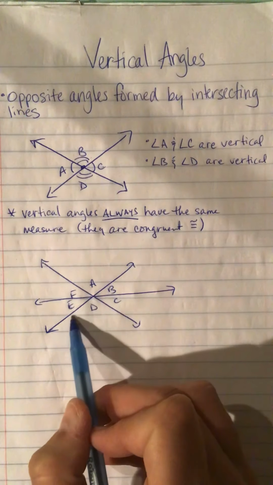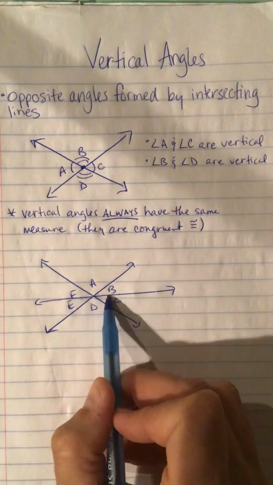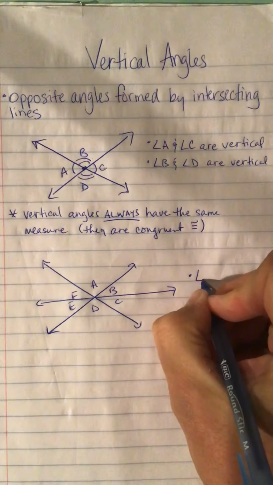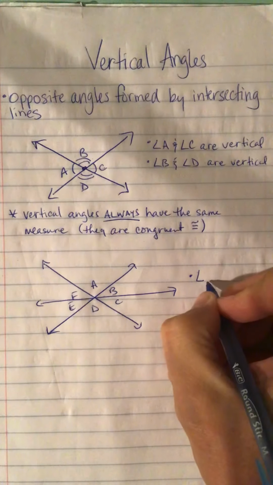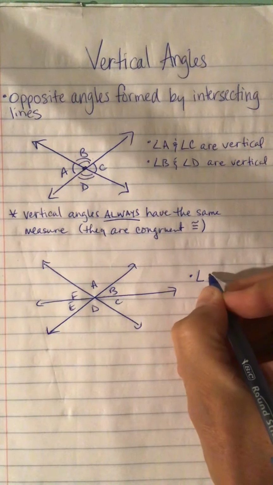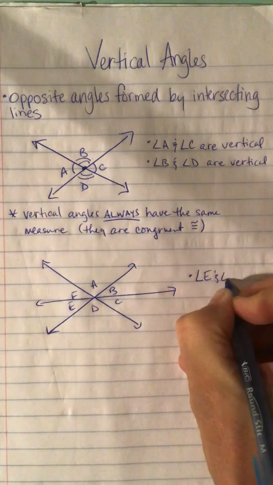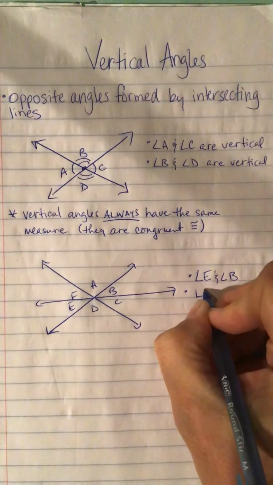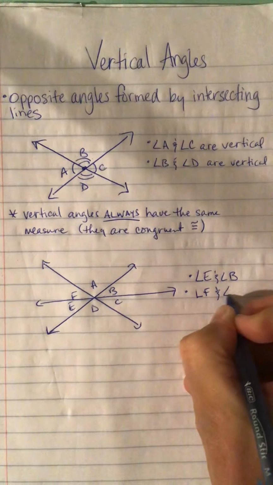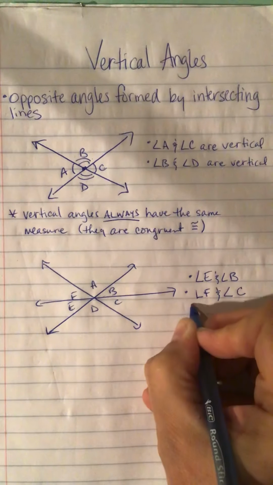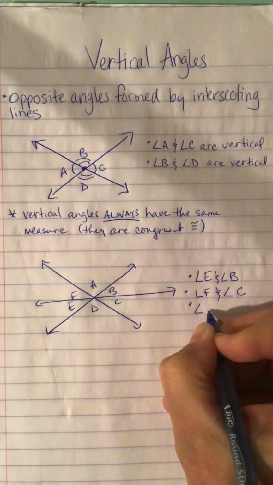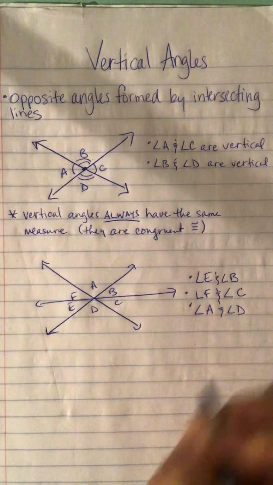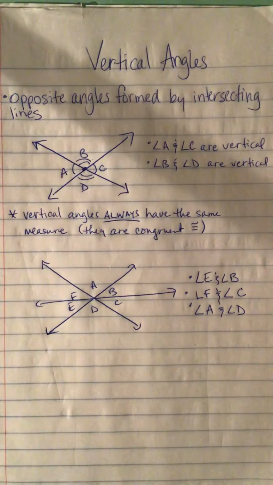So if you follow both intersecting lines, you see that angle E and angle B. So I'm going to say that angle E, and remember the angle symbol is kind of like that less than, but it's a little flatter on the bottom. Angle E and angle B, angle F and angle C, and then that would leave angle A and angle D. Those are going to be your vertical angles.